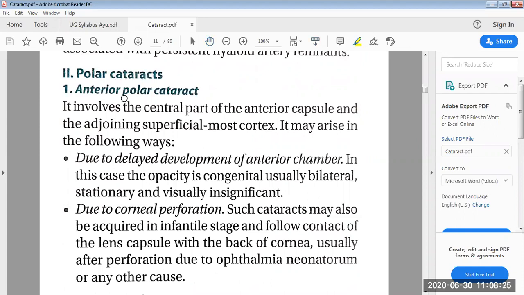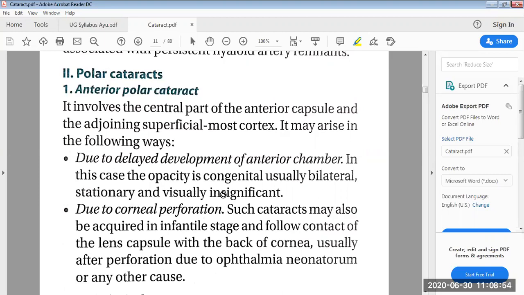Today in this session we will discuss the clinical types of the congenital and developmental cataract. In the previous session we have already discussed the classification of cataract, and the first type was the congenital and developmental cataract, in which we have studied the congenital capsular cataract. Now we'll discuss the polar cataract. There are two types of polar cataracts, the anterior polar cataract and the posterior polar cataract.